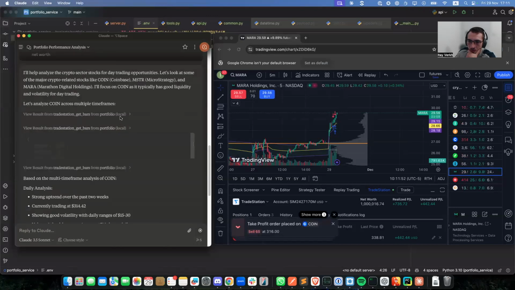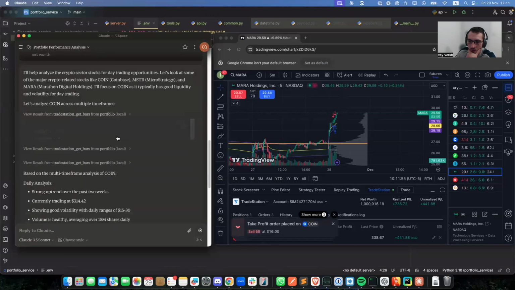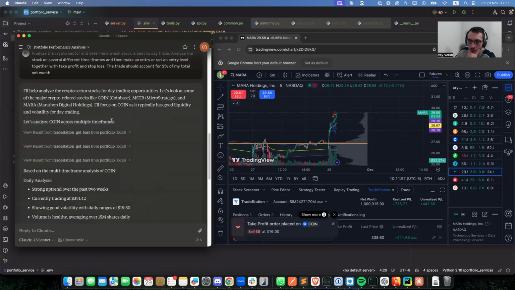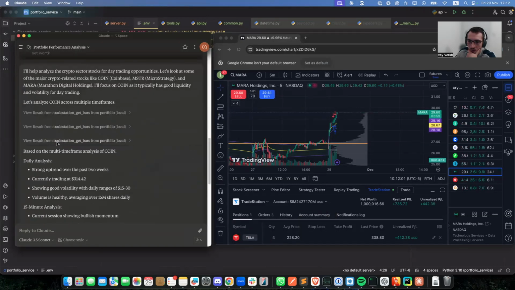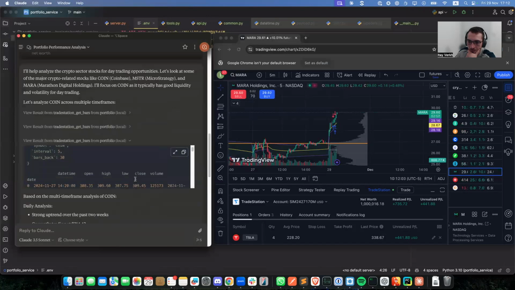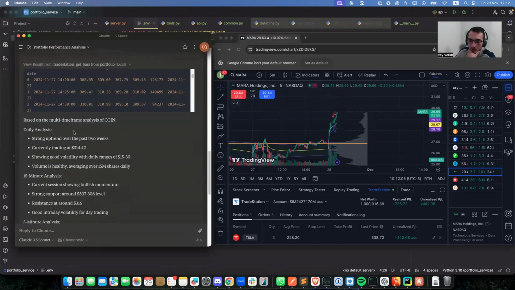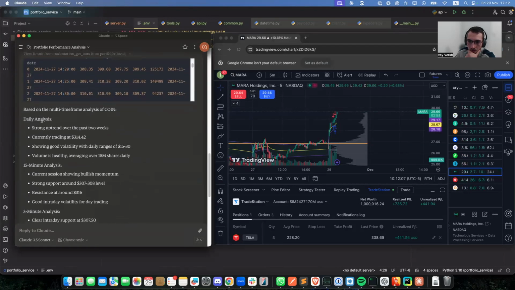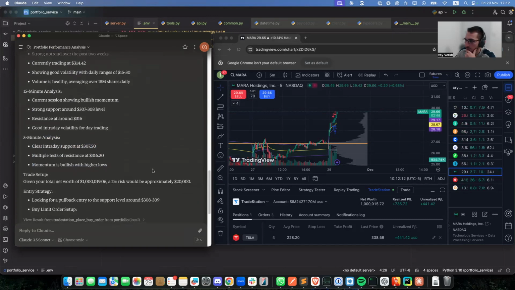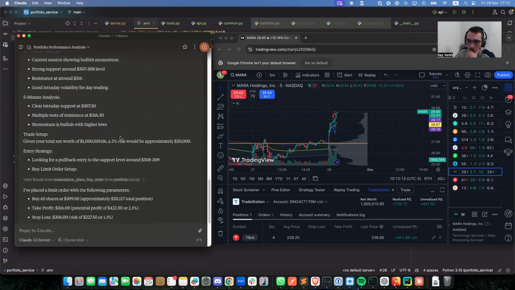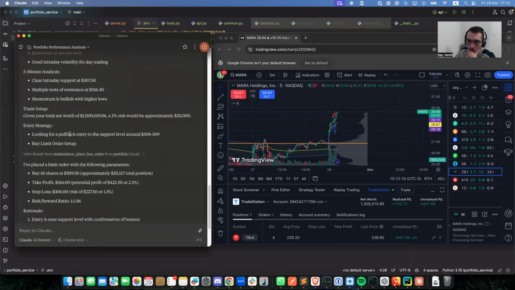He queried 15-minute bars on COIN. He wanted to trade COIN. Looks like he queried different time frames. He gave me an analysis on the daily and on the 15 minutes. He does his research. So now he would want to see a pullback to a support level around 308.